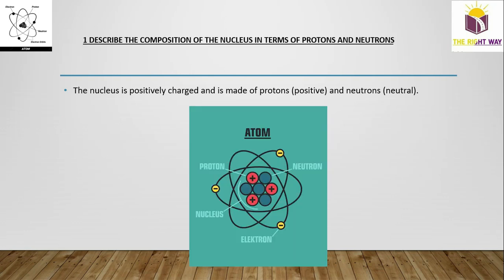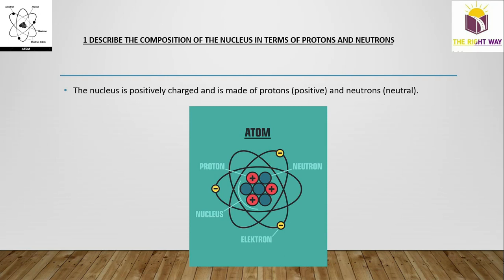So let's start with describing the composition of the nucleus in terms of protons and neutrons. The nucleus is positively charged and is made up of protons, which are positively charged, and neutrons, which are neutral. Neutral means there is no charge on the neutron. As we discussed in our previous topic, an atom is made up of a massive nucleus at the center, and electrons revolve in circular orbits around the nucleus, and most of the space occupied by the atom is empty.